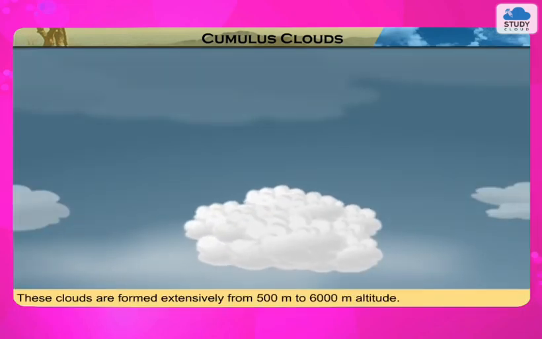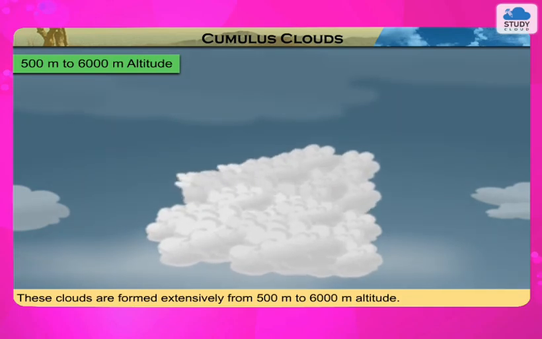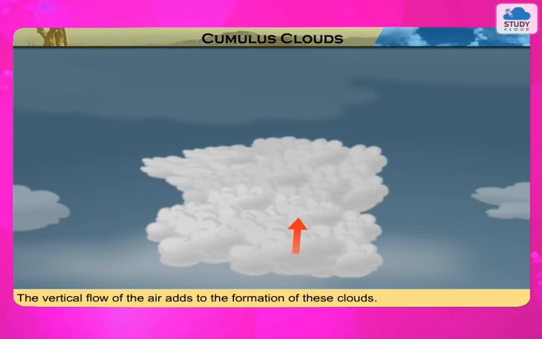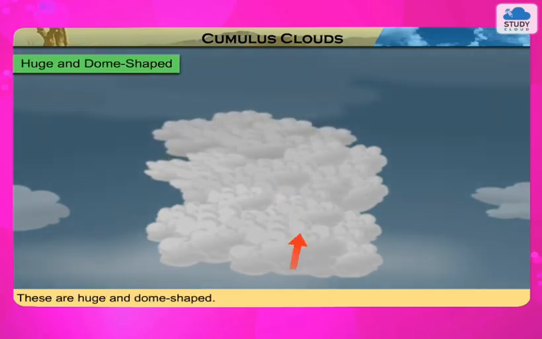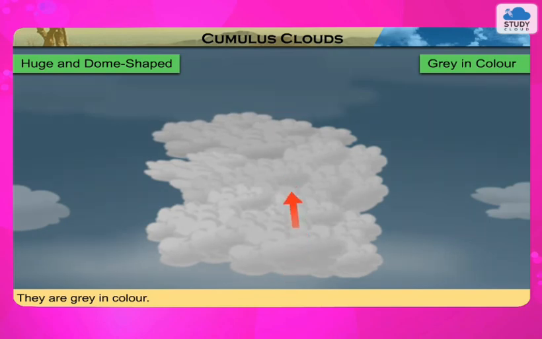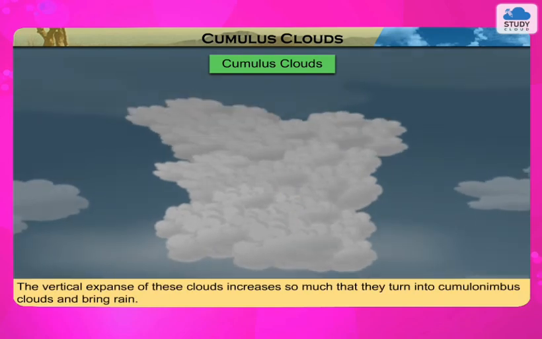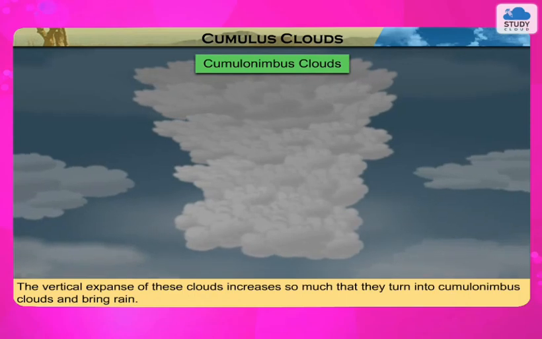Cumulus clouds. These clouds are formed extensively from 500 meter to 6,000 meter altitude. The vertical flow of the air adds to the formation of these clouds. These are huge and dome-shaped. They are gray in color. Cumulus clouds are an indicator of pleasant weather. The vertical expanse of these clouds increases so much that they turn into cumulonimbus clouds and bring rain.